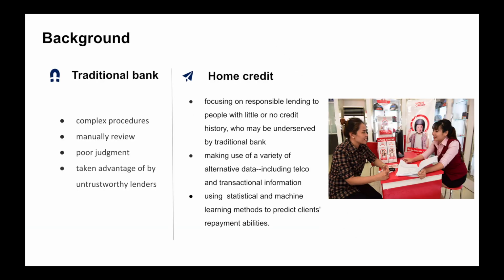Credit is not available to everyone who applies for a loan from a bank. The traditional way of banks is to manually consider the basic information of applicants, especially previous credit history. It contains complex procedures and may result in poor judgment. Many people who could have paid off their loans on time struggle to get loans due to insufficient or non-existent credit histories. And unfortunately, this population is often taken advantage of by untrustworthy lenders.